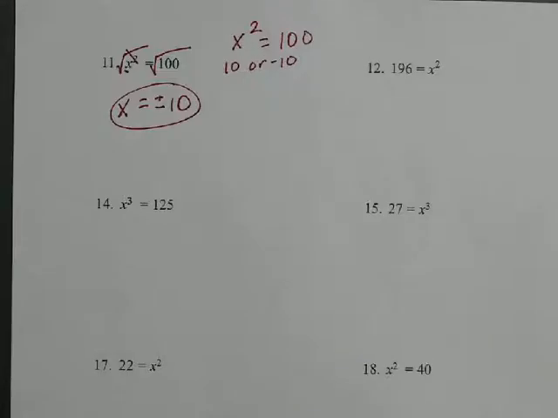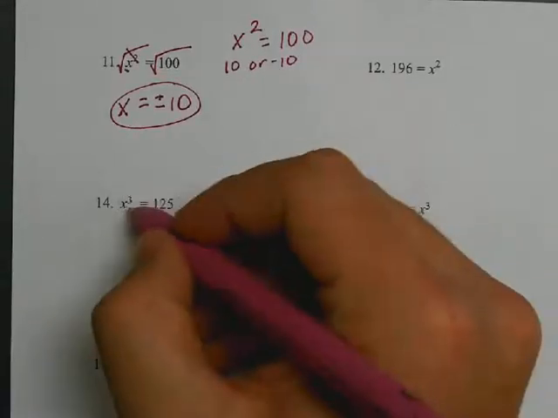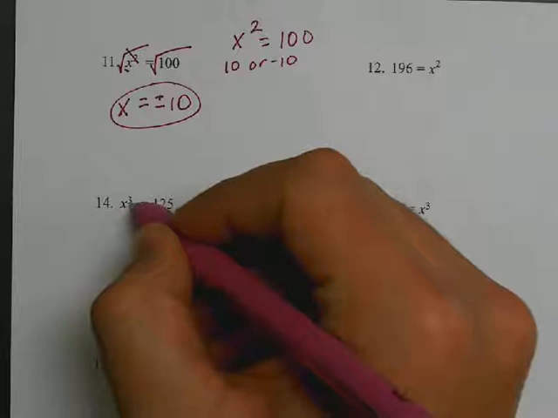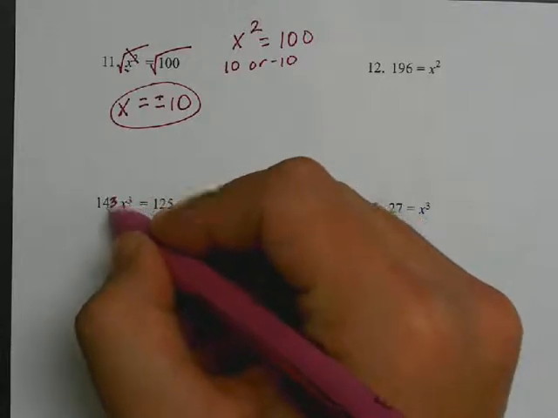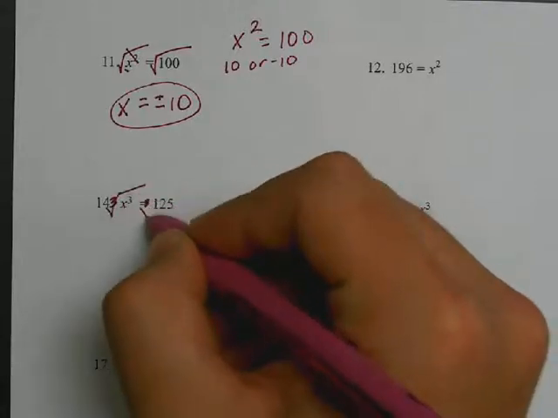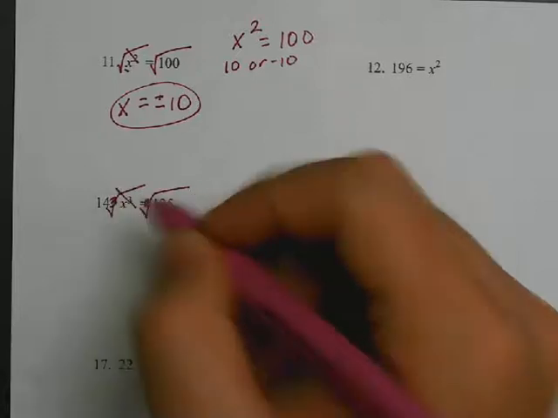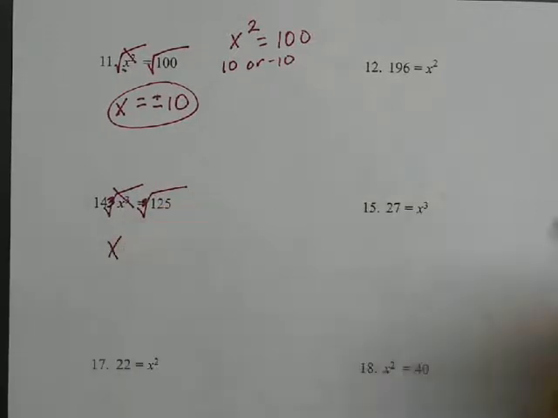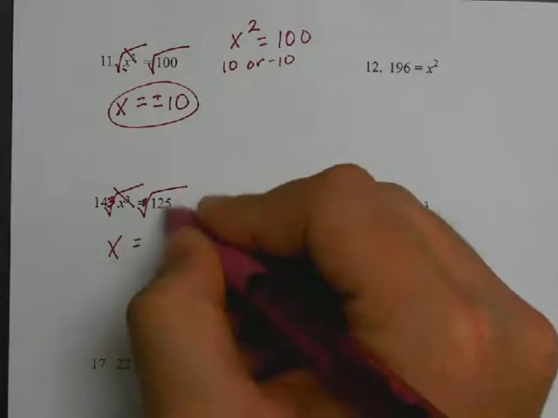Going to number 14. That's x cubed equals 125, so it's a cube now. So what's the inverse to isolate x? You've got to do the inverse of cubing, which is cube root. And what I do to one side, I've got to do to the other. Now the cube root and the cube cancel. That's your main objective, to get that x alone. And then the cube root of 125 is 5.